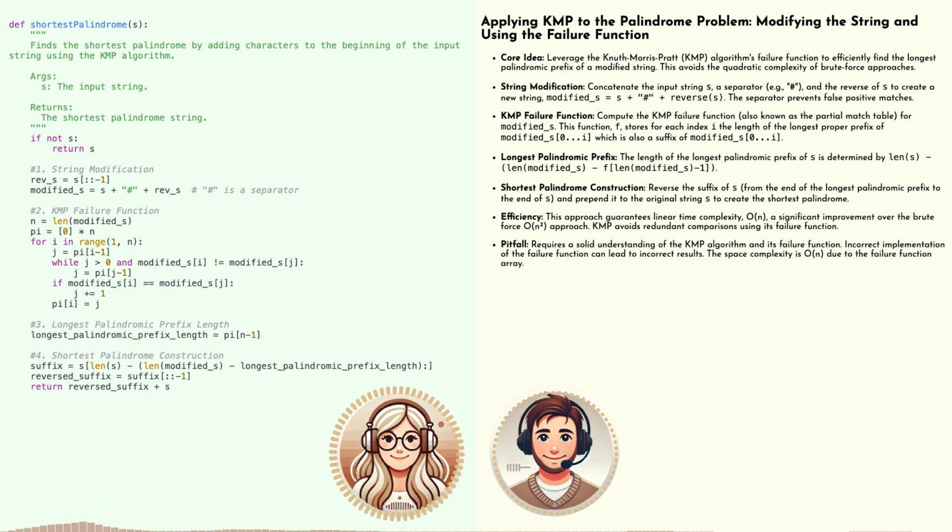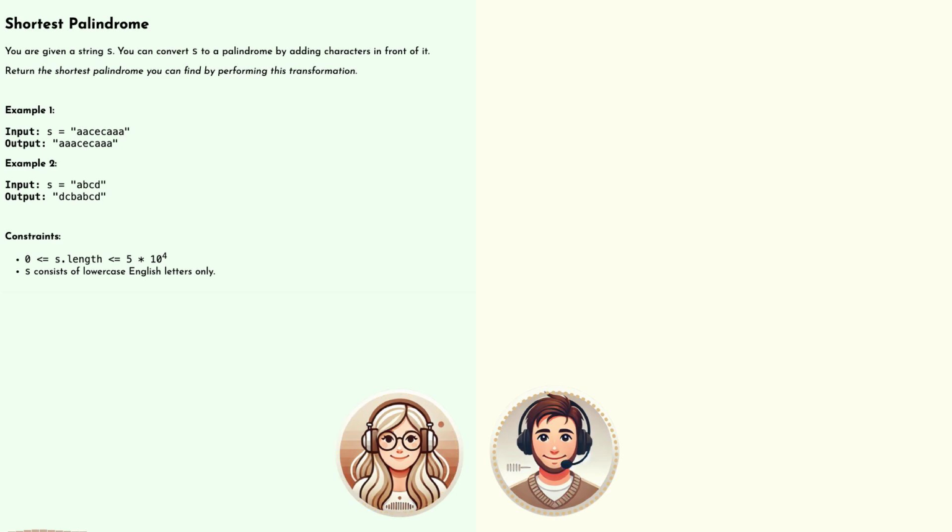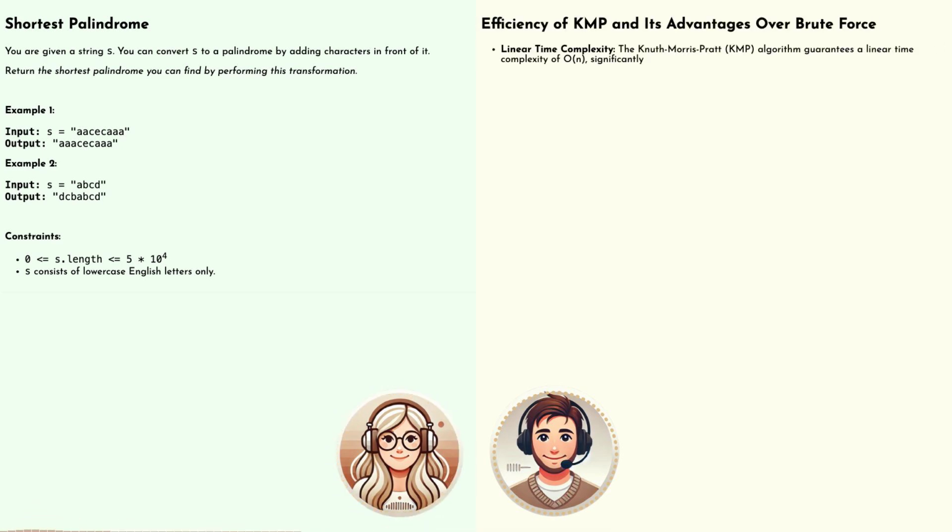The failure function would give us a length of 1, indicating that the longest palindromic prefix is just 1 character long. So then we just take the remaining DCB from the reversed part of our modified string and add it to the front of ABCD to create the shortest palindrome DCBABCD. You got it. And the beauty of KMP is that it accomplishes all of this with remarkable efficiency.